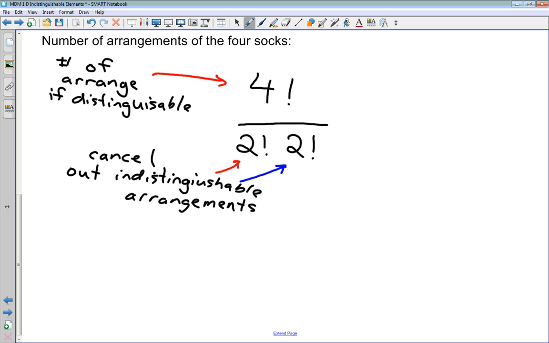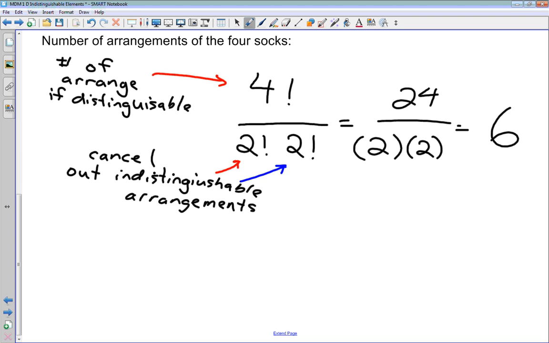Now, what do we get when we do this? Well, 4 factorial we know is 24. 2 factorial is 2. 2 factorial is 2. 24 divided by 2 times 2 gives us 6. Okay, which is what we expect because we actually figured it out by writing out all the possible sets. So let's look at a couple of examples where we apply this formula.